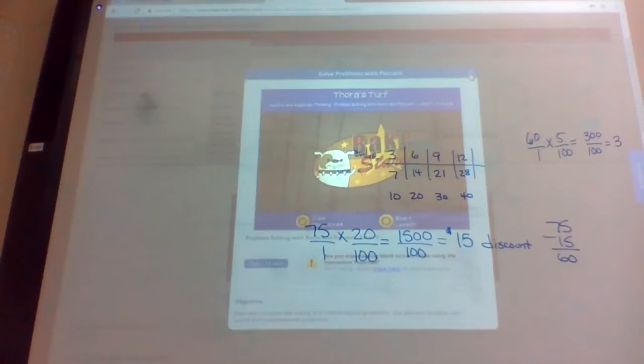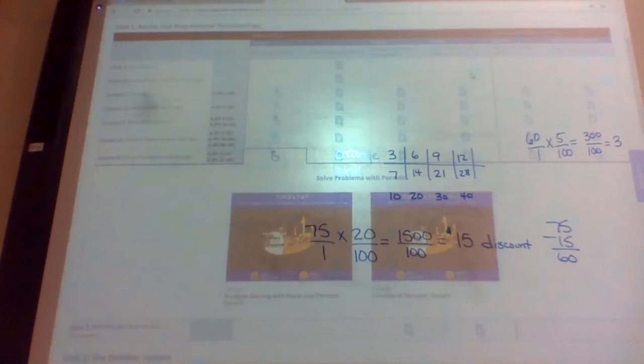All right, so that's all percents are, okay? So when you take a percent of something, all you have to do is put that percent over what number? 100, right? Put that and then multiply it out, okay? So once we do that, then we're done.